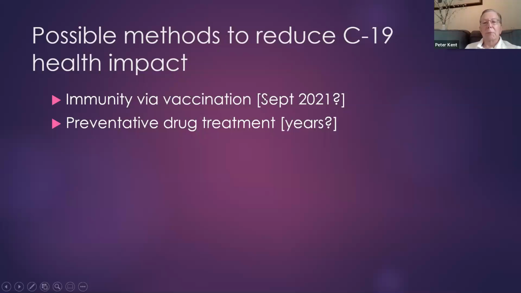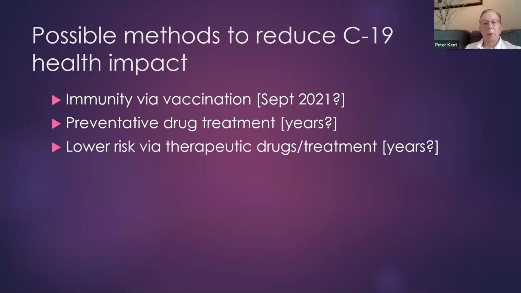You could do a preventative drug, a drug that keeps you, even if you have been exposed to it, you don't pick it up. That's years in the making. A normal drug takes 12 years to get through FDA approval. You could lower the risk, once somebody catches it, by taking a therapeutic drug or therapeutic treatment, and that's probably years. Maybe this malaria drug will help on those people whose immune system goes haywire, but it's not going to help everybody.